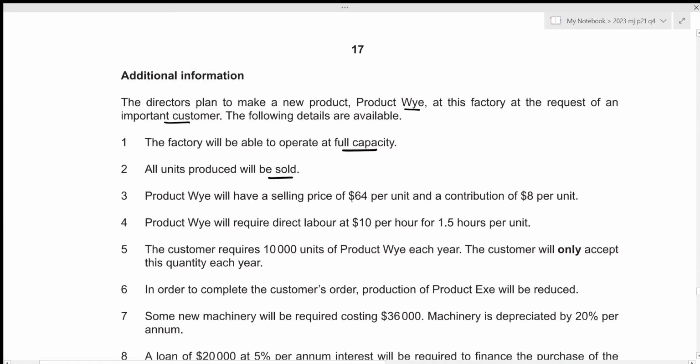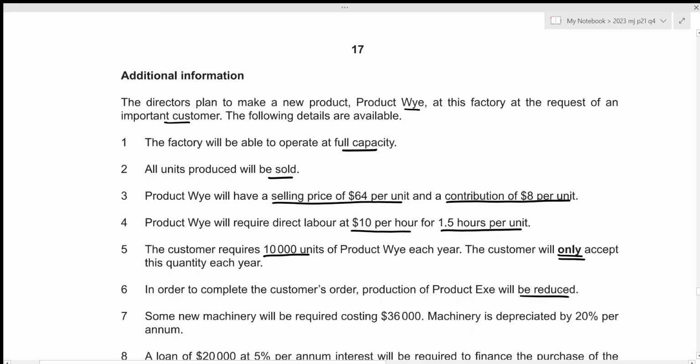Product Y will have a selling price of 64 per unit, so we're given the selling price, and a contribution of 8 per unit. Product Y will require direct labor at 10 per hour for 1.5 hours per unit. That's the direct labor cost. The customer requires 10,000 units of product Y each year. The customer will only accept this quantity each year. So we cannot really change the number of units for product Y. Then in order to complete the customer's order, production of product X will be reduced.